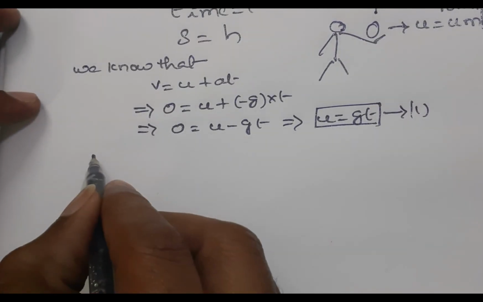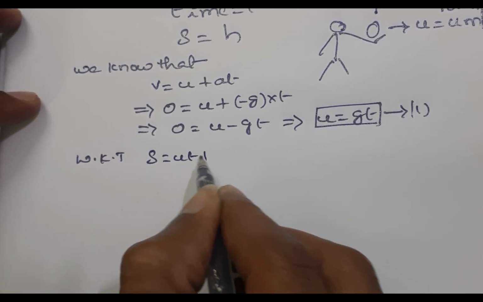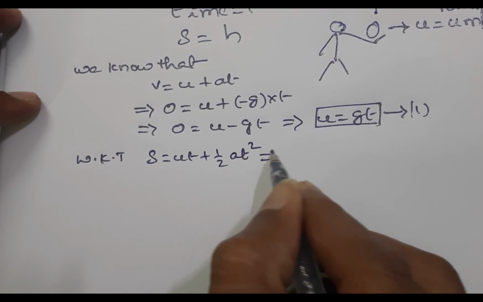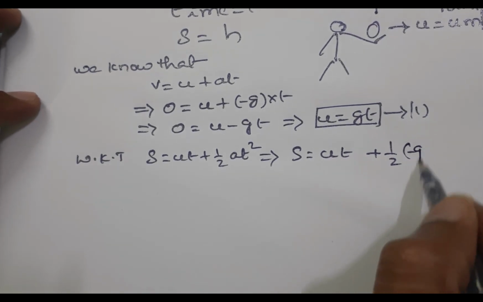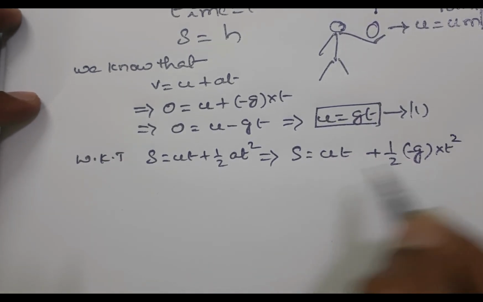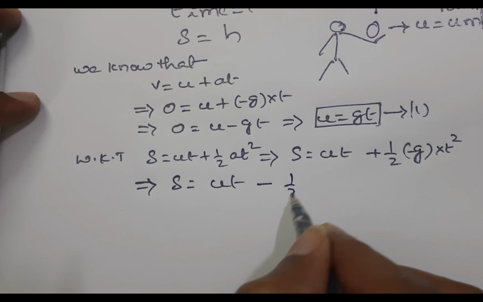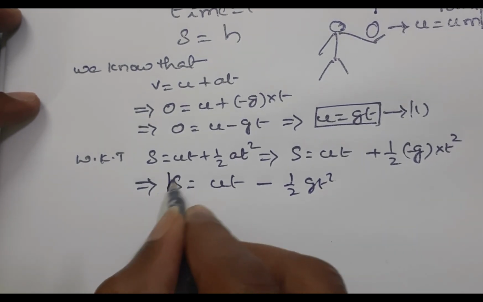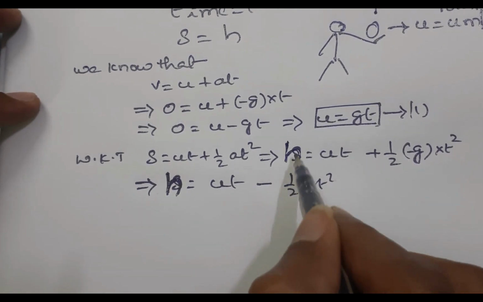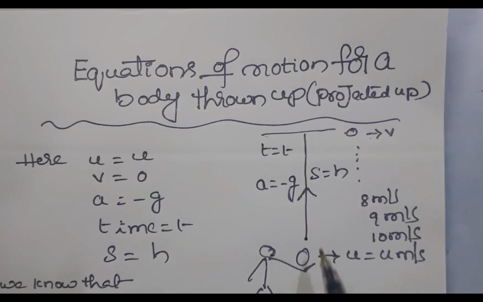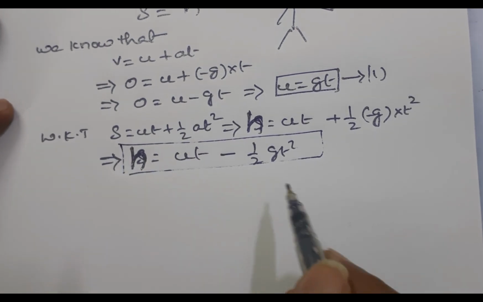Next, what is the second equation of motion? We know the second equation of motion, s is equal to ut plus half at square. Here s means h, u is u, t is t, plus 1 by 2, a is minus g, and t is t. So s is equal to ut plus, into minus, minus half gt square. Since s is the vertical distance, that is height, it is taken as h. So h is equal to ut minus half gt square.